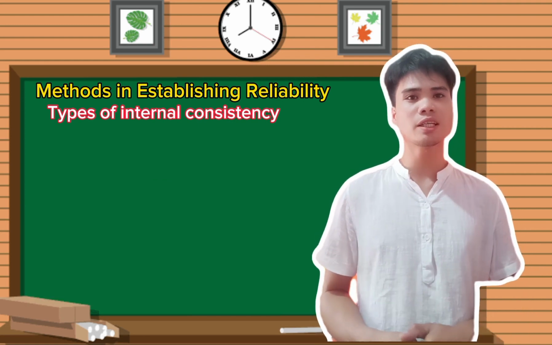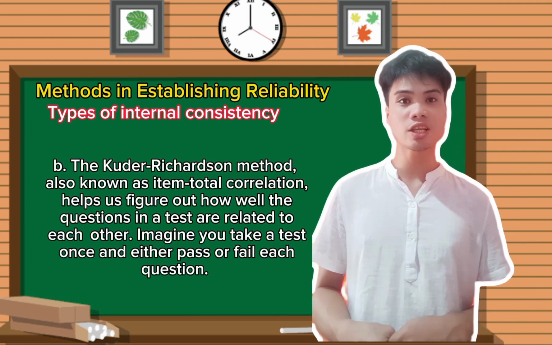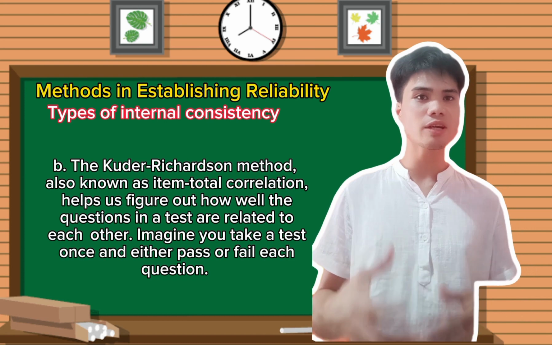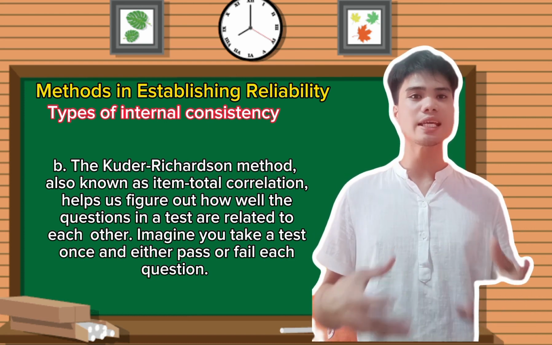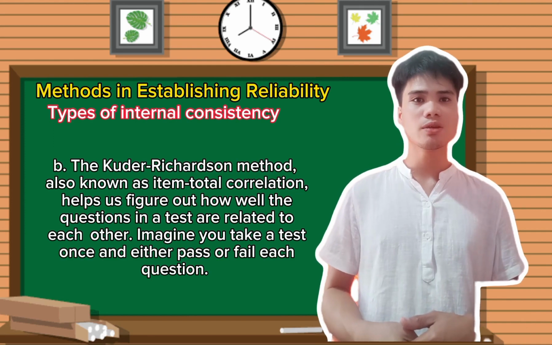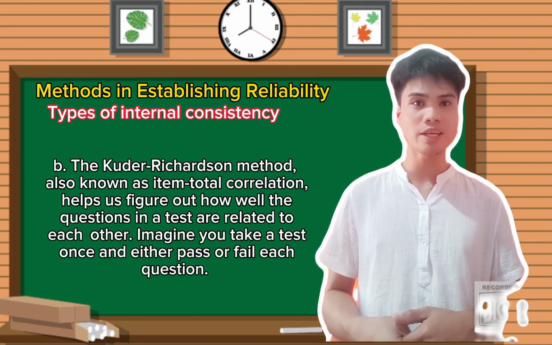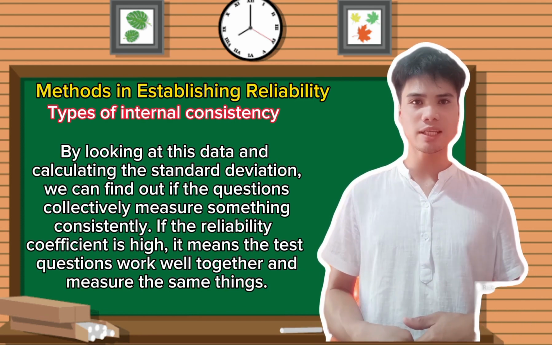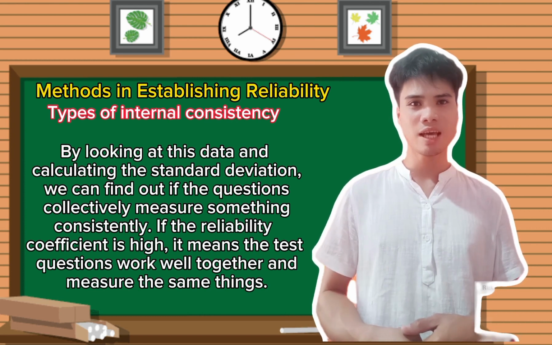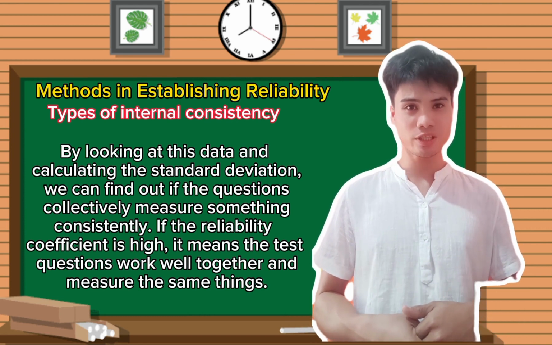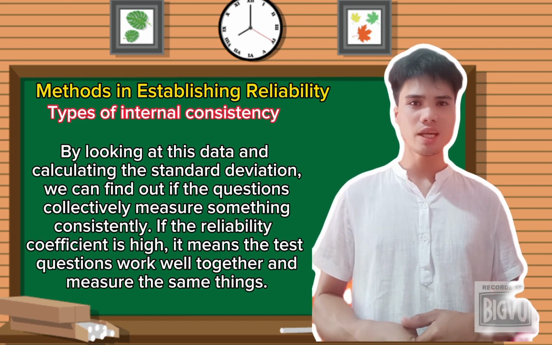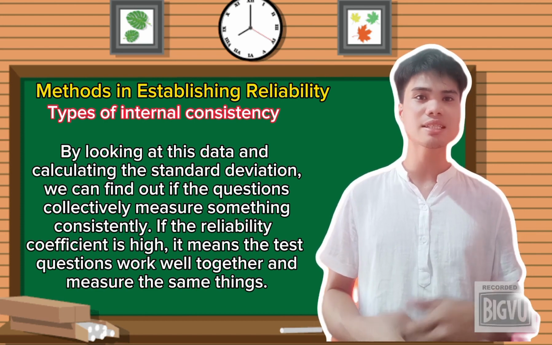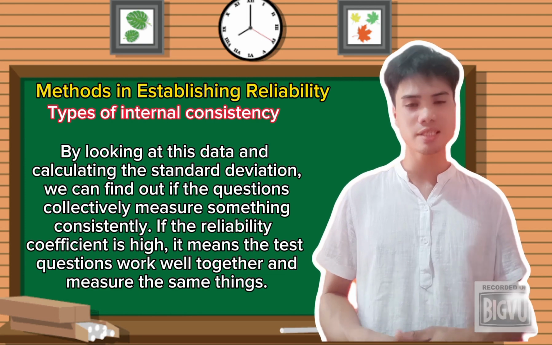The second type of internal consistency is the Kuder-Richardson method. This is also known as item total correlation. It helps us figure out how well the questions in a test are related to each other. Imagine you take a test once and either pass or fail each question. So by looking at this data and calculating the standard deviation, we can find out if the questions collectively measure something consistently. If the reliability coefficient is high, it means the test questions work well together and measure the same things.